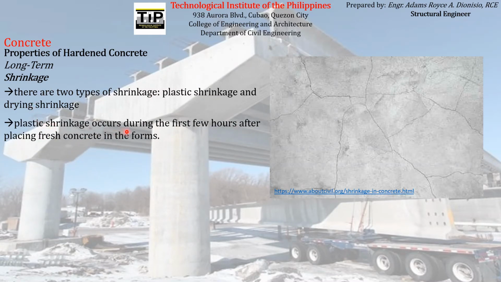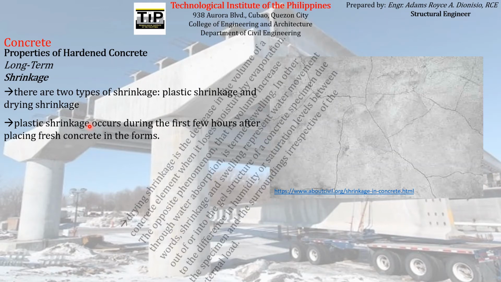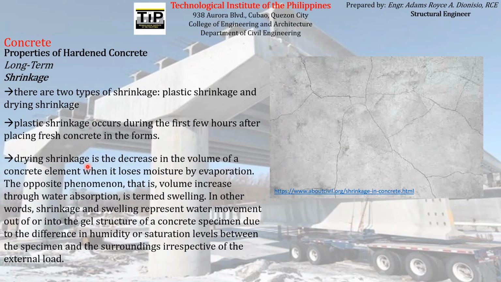Plastic shrinkage occurs during the first few hours after placing fresh concrete in the forms. Actually, comparing the two, plastic shrinkage is not that significant. What is significant here is the drying shrinkage. And what is drying shrinkage? It is the decrease in the volume of a concrete element when it loses moisture by evaporation.